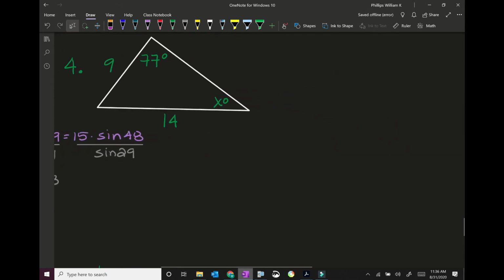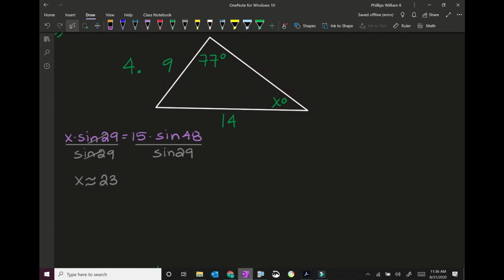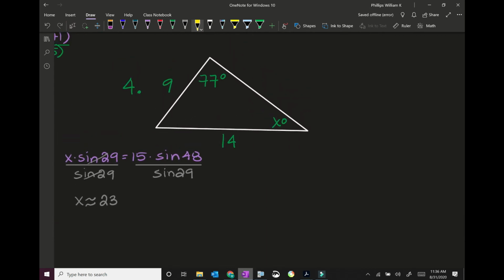Okay, now let's look over here at number 4. So we know that we can go ahead and label our sides. So we have angle A, angle B, angle C, leg A, leg B, and leg C. Here we're looking for a missing angle. So setting up our proportion is not going to be any different.